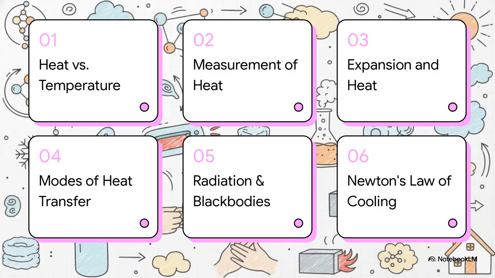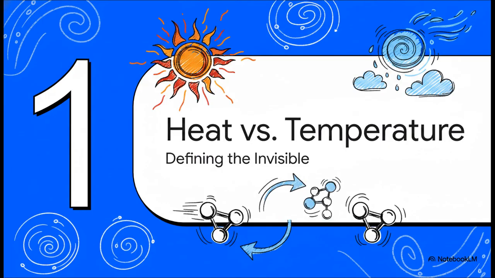To make sense of all this, we're going to break this chapter down into 6 distinct concepts. We'll hit heat versus temperature, the measurement of heat, expansion and specific heat, the 3 modes of heat transfer, radiation and black bodies, and finally, Newton's law of cooling. All right, starting with part 1, heat versus temperature, defining the invisible.